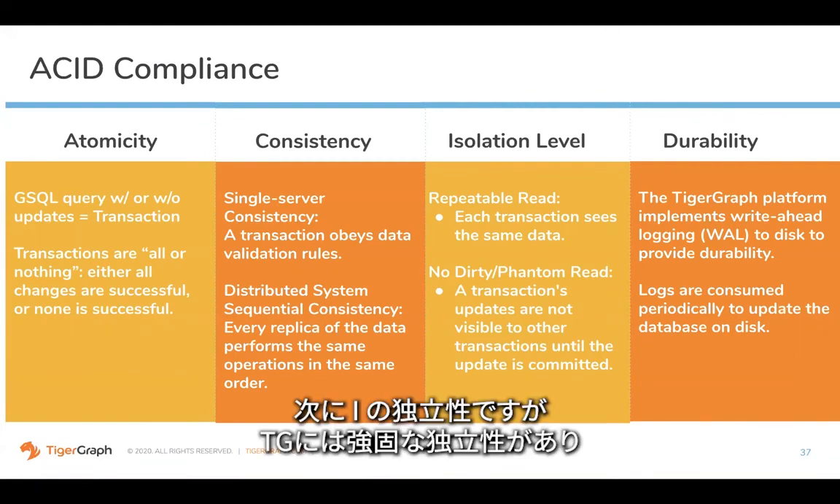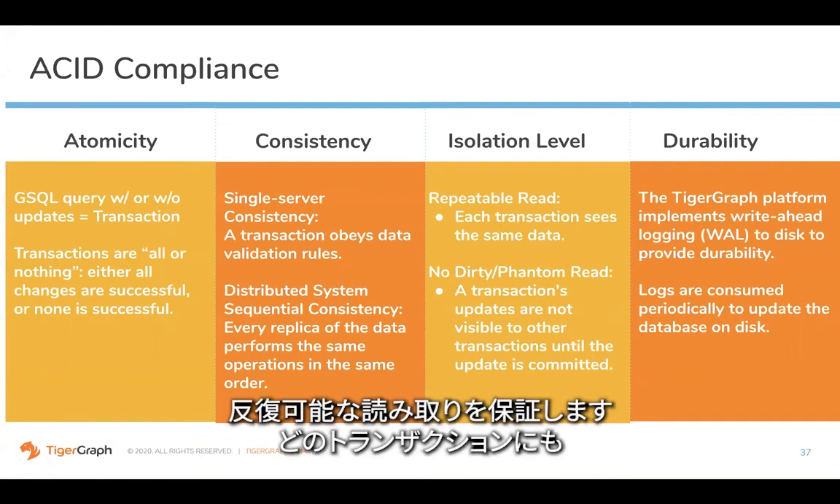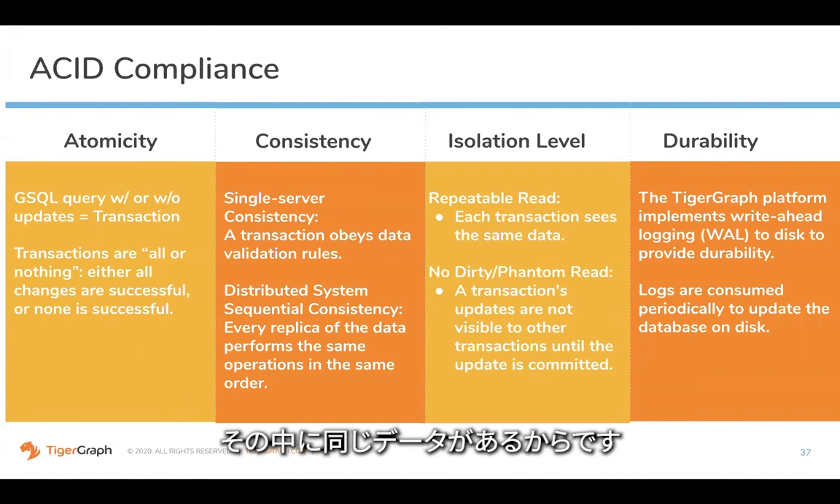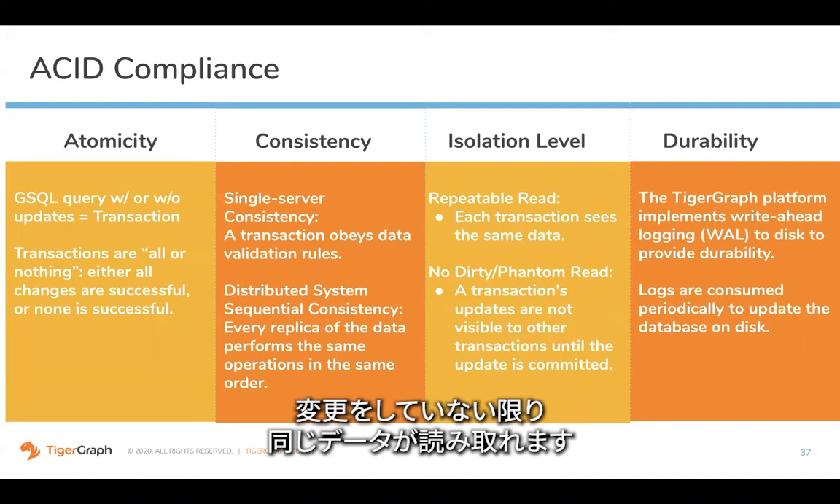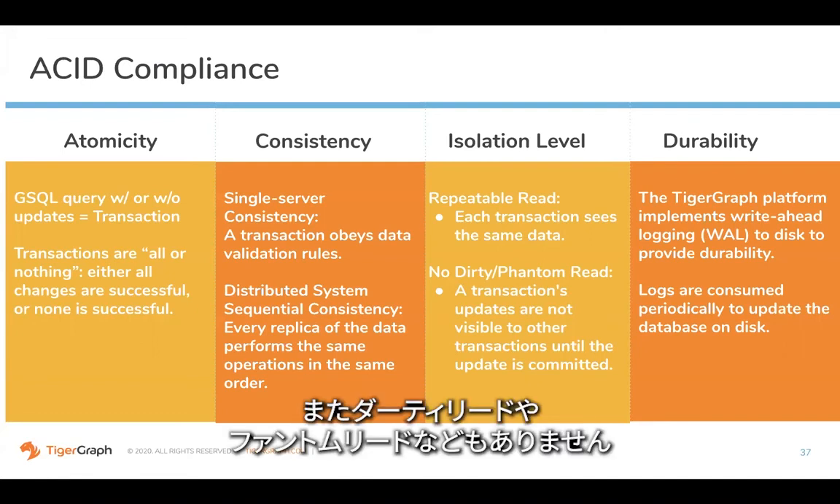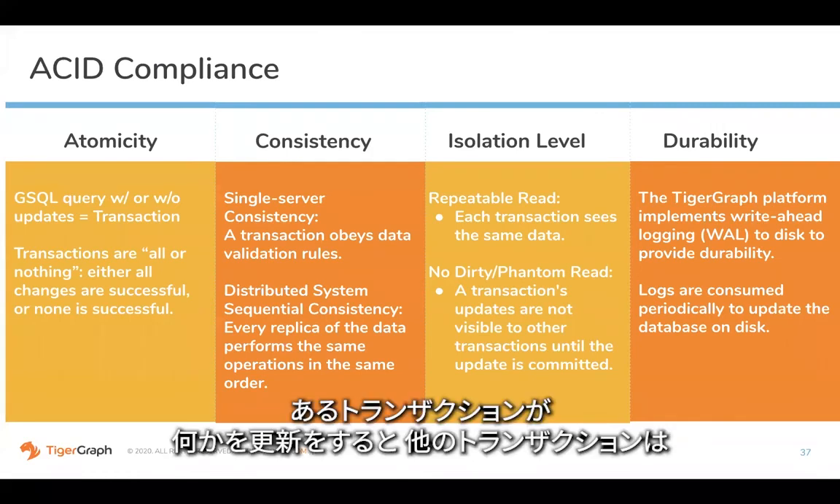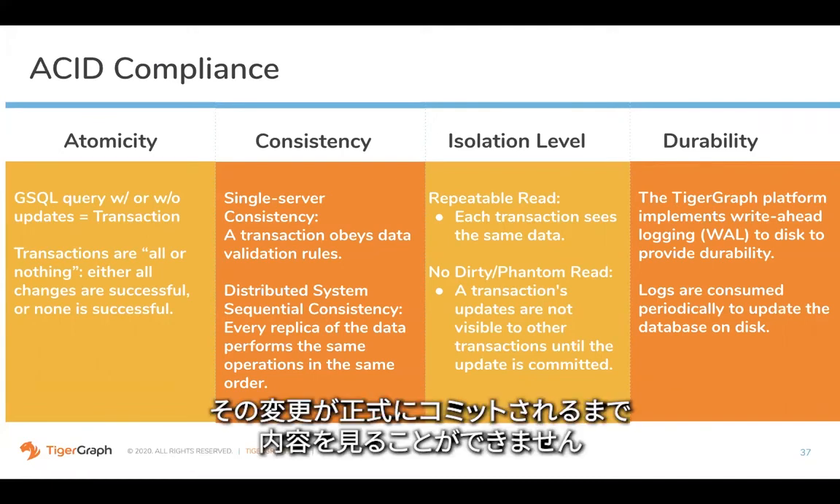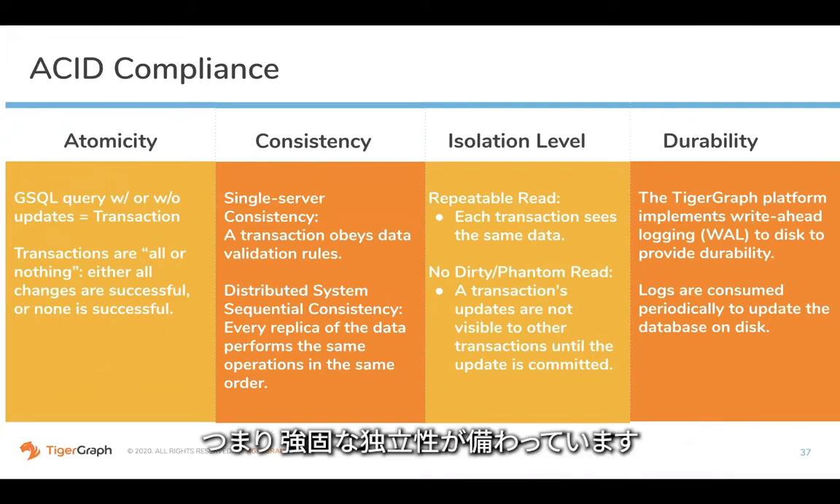Moving on to isolation level, we're very strong isolation. We guarantee repeatable reads because each transaction sees the same data within that transaction. If you read something at the beginning, read something in the middle, read something at the end, if you haven't made any updates, you're going to be reading the same data. No change there. And no dirty or phantom reads. If one transaction makes some updates, other transactions are not going to see those updates until they're officially committed. So got strong isolation there.